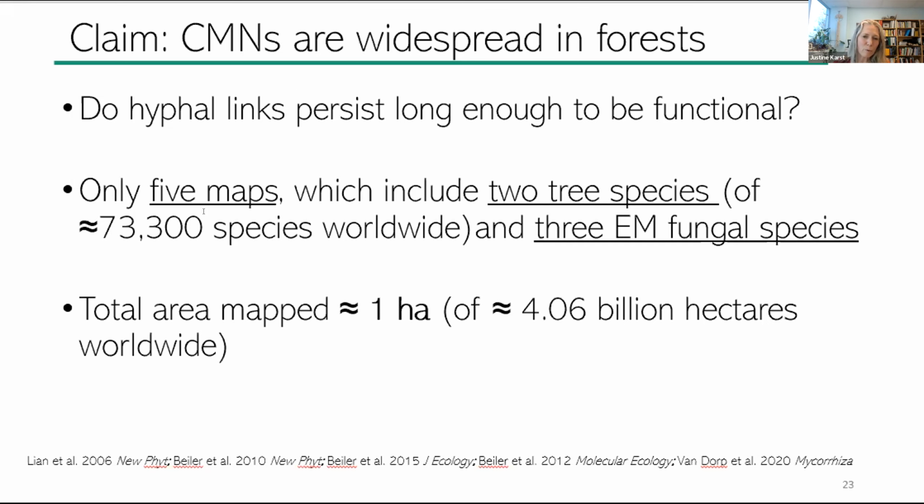But probably more importantly, we only have 5 of these maps done in the world, and they include only 2 tree species. So there's 4 maps done in Western Douglas fir forest in a very small region, and one map has been done in a Japanese pine forest. So we've only looked at 2 tree species, and there's an estimated over 70,000 tree species. And only 3 ectomycorrhizal fungal species are included in this.